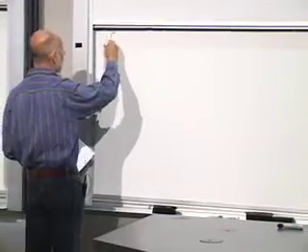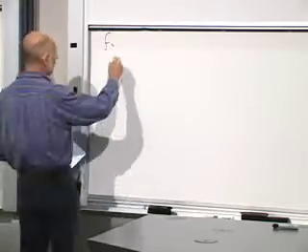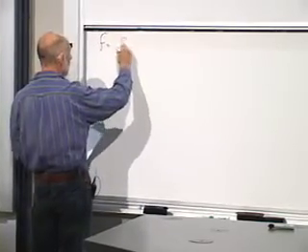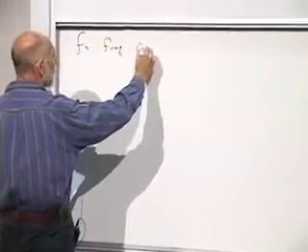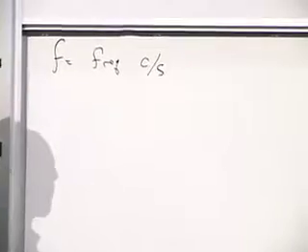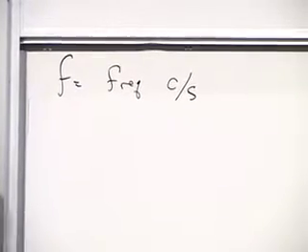We can call f the frequency. It's the number of cycles that pass you every second, and it's measured in cycles per second. C stands for cycles per second. A cycle is one full oscillation of the wave.